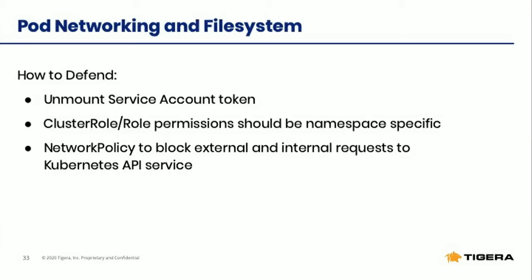The other defense against this is that you can actually unmount the service account token if you don't need it. If you also don't set a specific service account, it will be the default service account with no permissions. If you do need these permissions, then you have to review your cluster roles or roles to make sure that they're namespace specific and that there's nothing you added that is not needed. We can always add network policies to block external and internal requests to the Kubernetes API service.